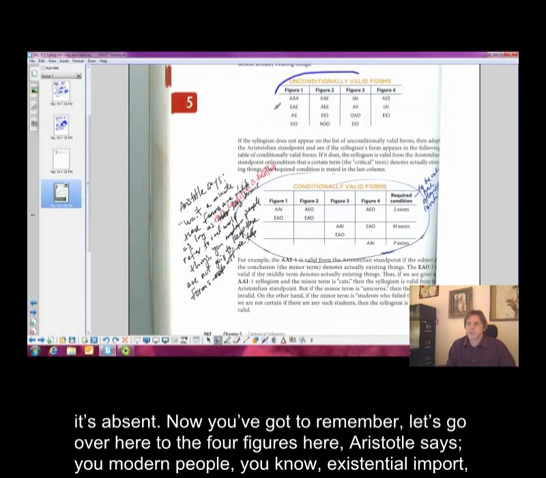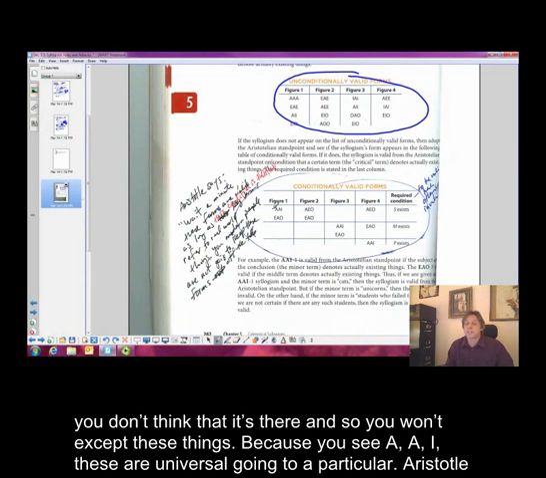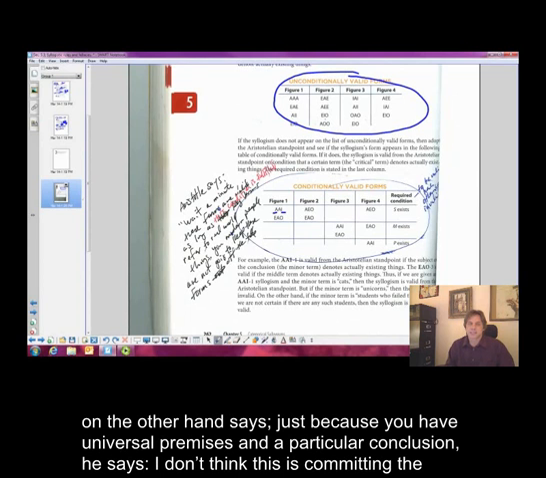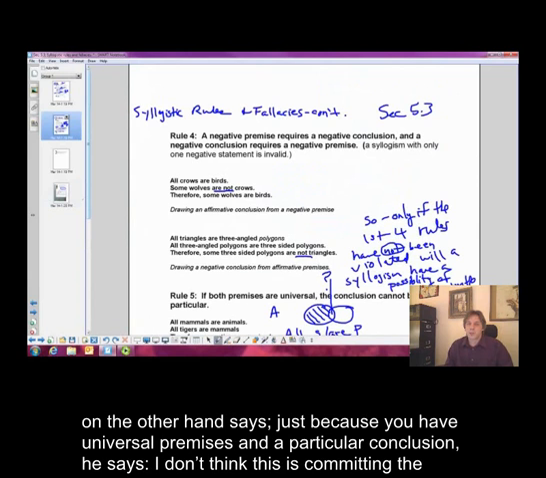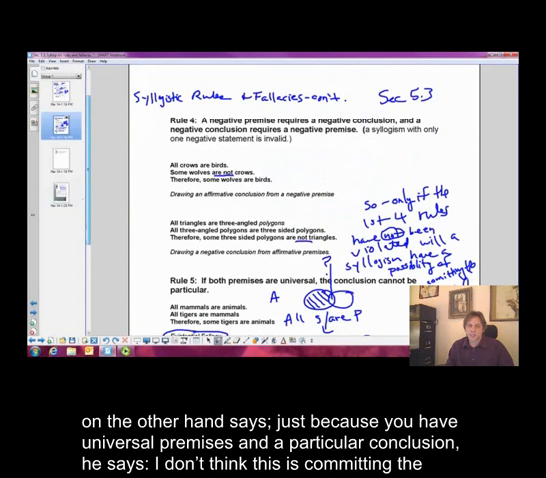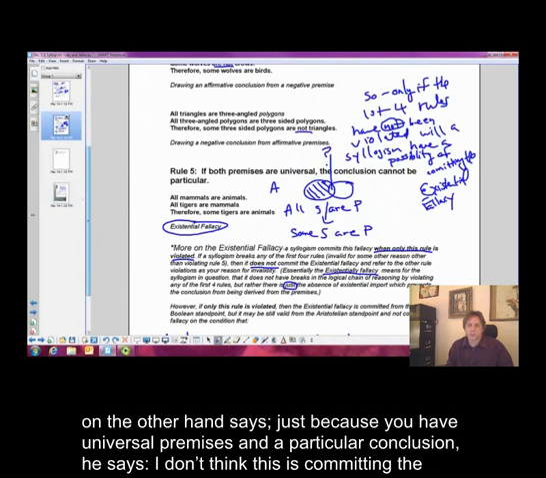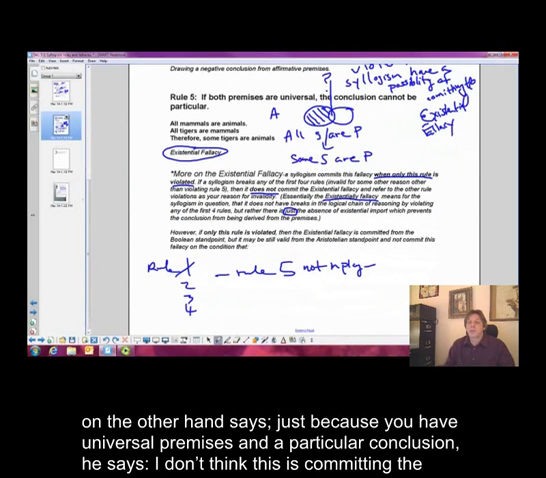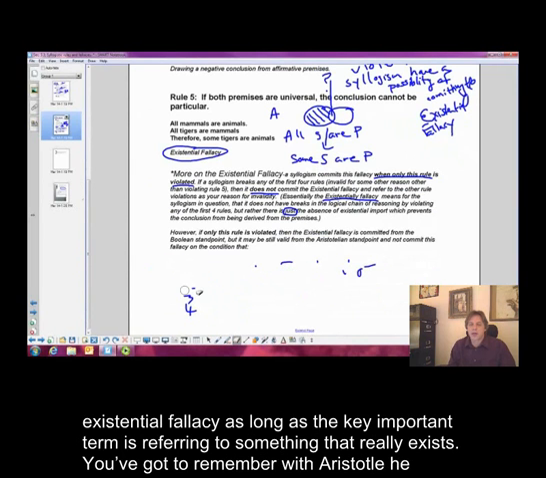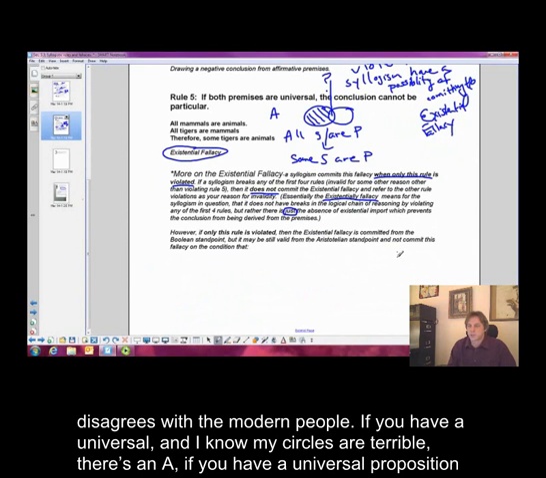Now you've got to remember, let's go over here to the four figures. Aristotle says, you modern people, you don't think existential import is there, and so you won't accept these things. Because you see, AAI, these are universal going to a particular. Aristotle, on the other hand, says, just because you have universal premises and a particular conclusion, I don't think this is committing the existential fallacy as long as the key important term is referring to something that really exists.